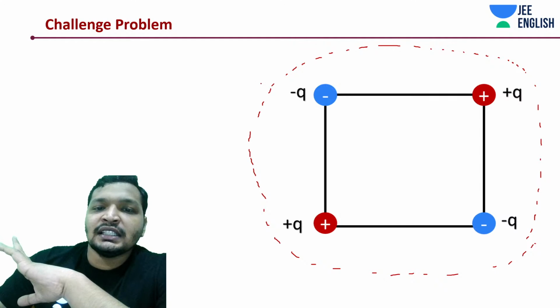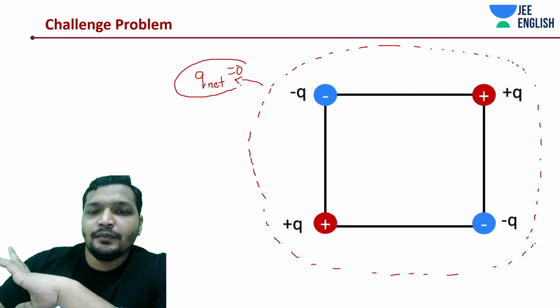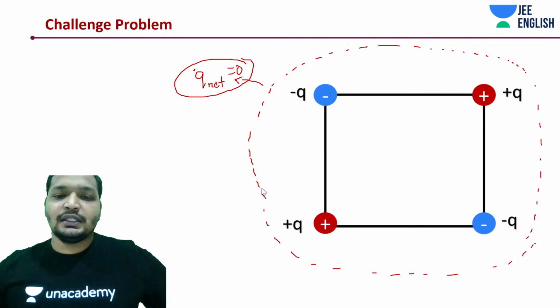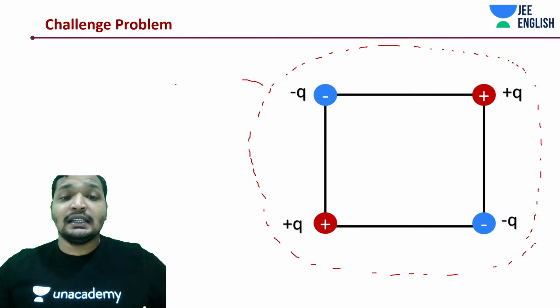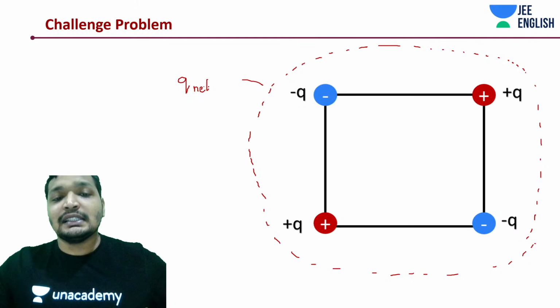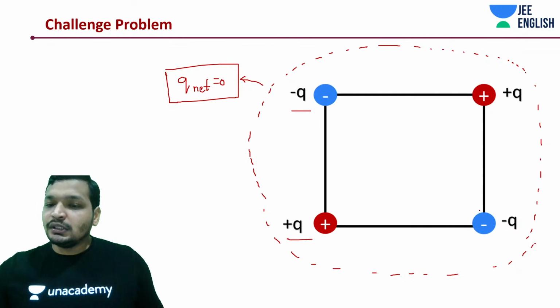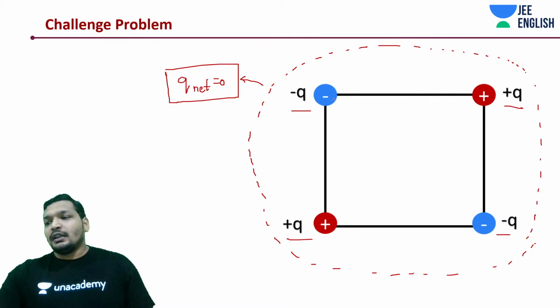What is the net charge enclosed in this system? Is it 0? Check it out, students. 0, right? So does that mean this is a dipole? This is minus q, plus q, 0, minus q, plus q, 0. This is a dipole. Now you understood that part.